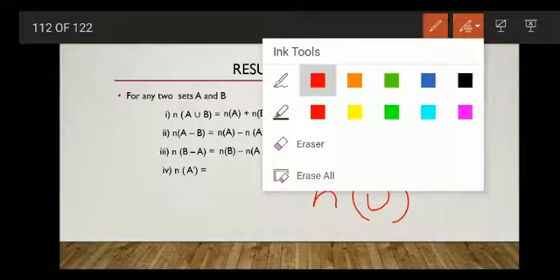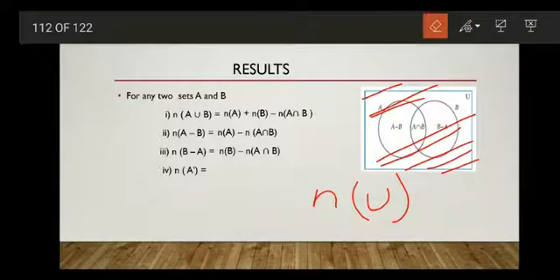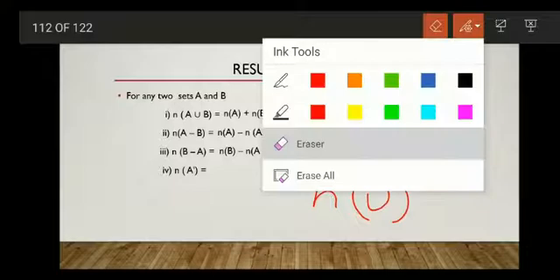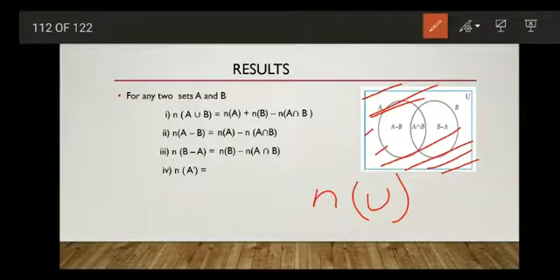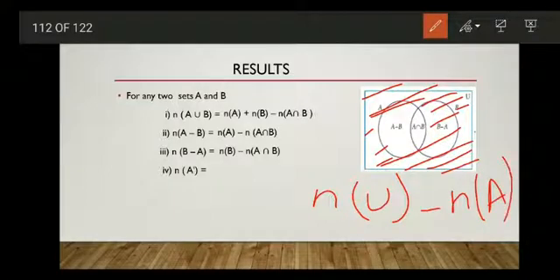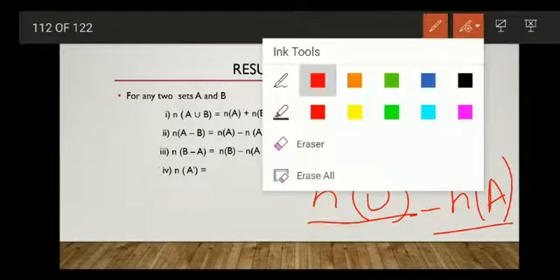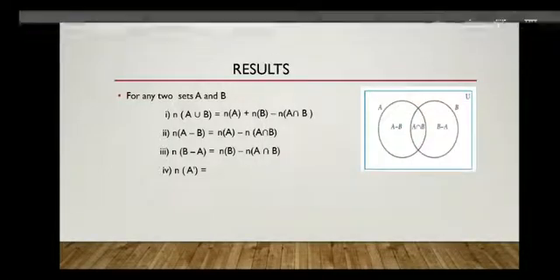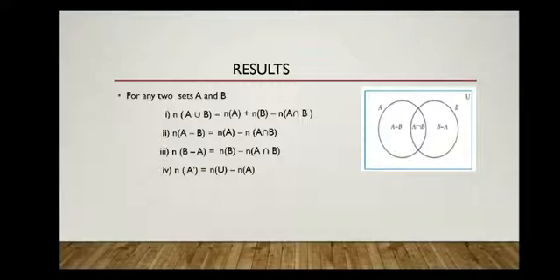So we have to remove the elements of A. That is, we have to remove the elements from A and we have to count the other elements of U, right? So remove the elements of A, number of elements in A. So n of A complement, that is number of elements in A complement, will be equal to number of elements in U minus number of elements in A. Okay, so n of A complement is equal to n of U minus n of A.